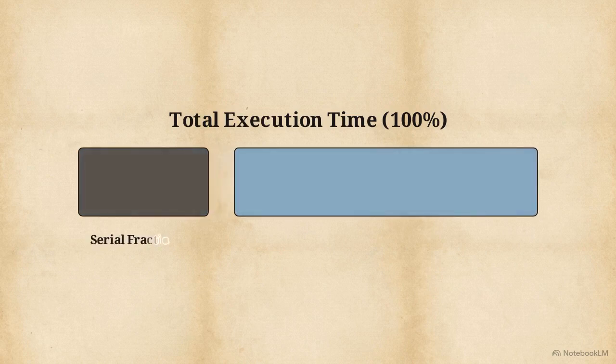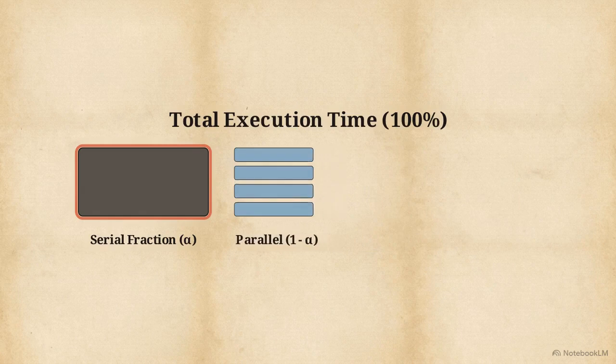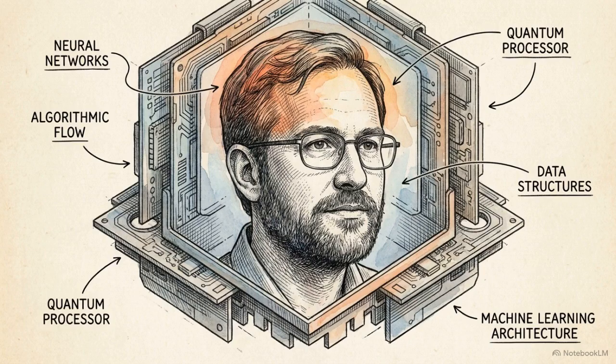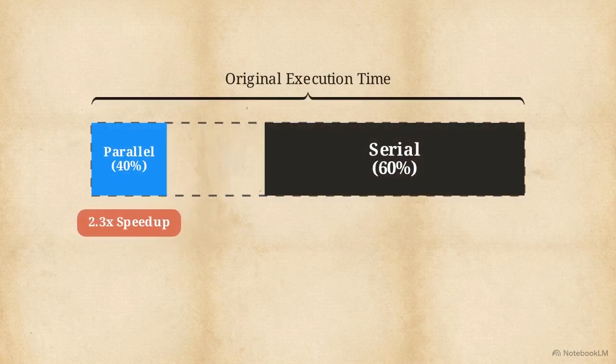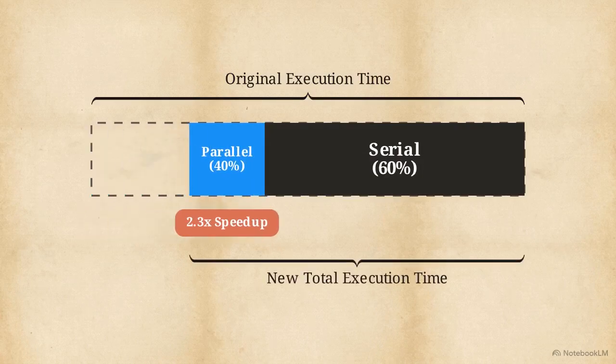At this macro tier, performance is constrained by the serial fraction, the percentage of code that cannot be run in parallel. To predict maximum speedups when the workload size is fixed, we use Amdahl's law. Imagine you optimize a program. You rewrite 40% of the code to run 2.3 times faster on parallel hardware. The overall system speedup will be significantly lower than 2.3.